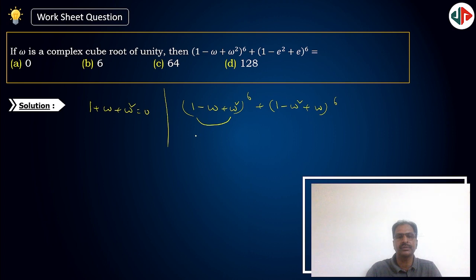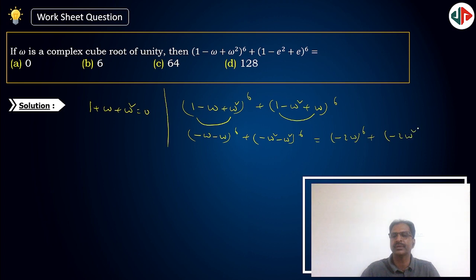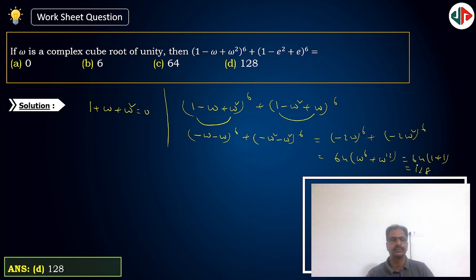What is 1 plus omega square minus omega? What is 1 plus omega? Minus omega square. So this is minus 2 omega whole power 6. Minus 2 omega square whole power 6. Power 6 is even, 2 power 6 is 64 into omega power 6 is 1, omega power 4 is also 1. 128 is the answer, option D.